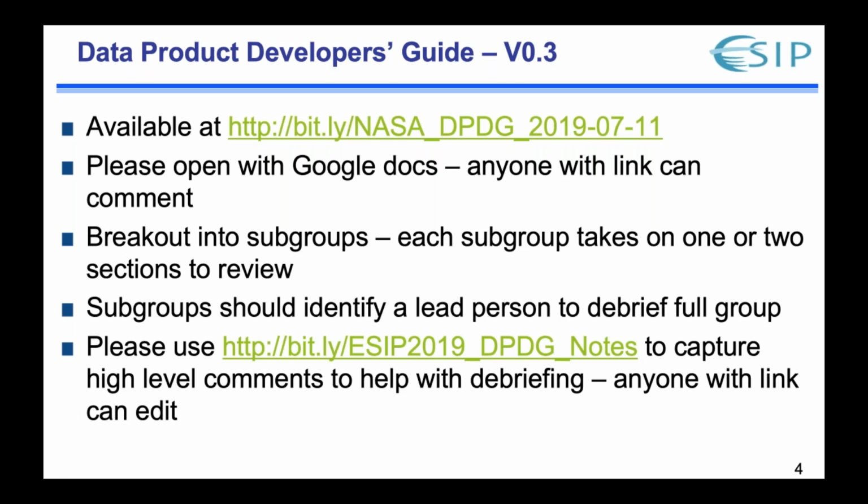And please copy this bottom URL, ESIP 2019_DPDG_notes. That's where you'll be making high-level comments about the document to help with the debriefing. So the regular comments on the document itself go in the URL that's given at the top, and the summary comments go at the bottom, on the bottom URL. So with that, I think I'm going to hand off to Chris.